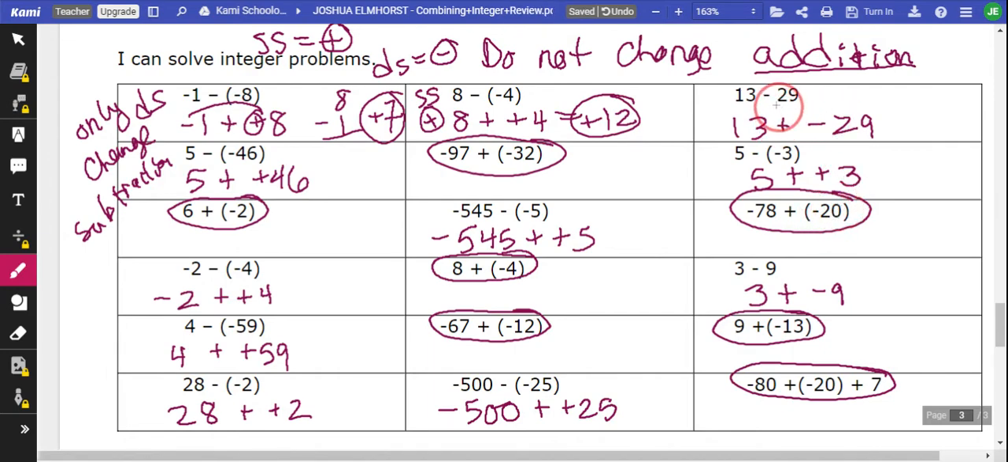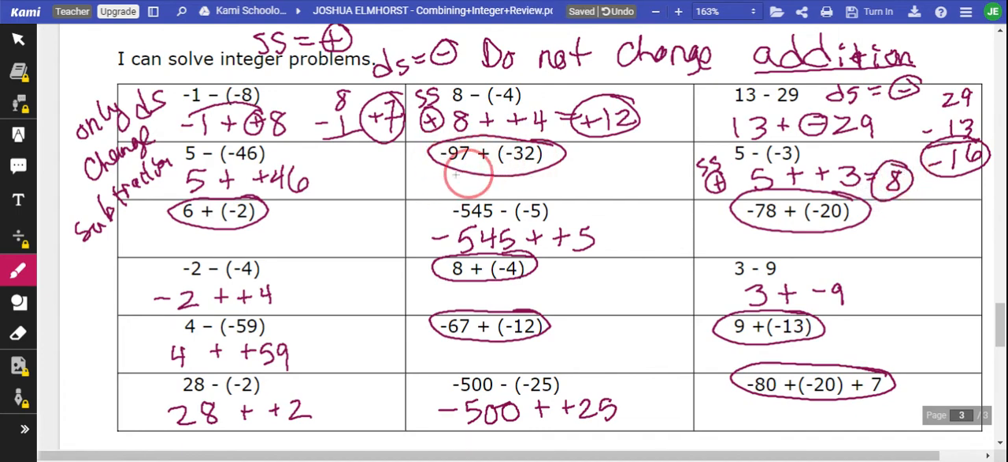Okay. These are different signs. Different signs means you subtract. So 29 minus 13, which is going to be 16, and then you have more negatives, your answer is negative. These are same signs. Same signs means you add. So 5 plus 3 is 8.